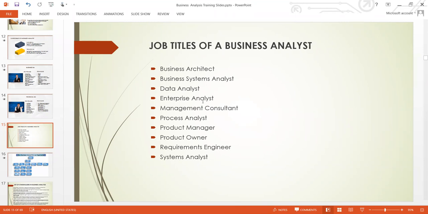Enterprise analysts might just be working on enterprise solutions, like CRM solutions or ERP solutions. Microsoft Dynamics, Salesforce CRM, all these applications are called enterprise applications. Management consultants, the same thing as a business analyst. Any of these things, you are a management consultant.